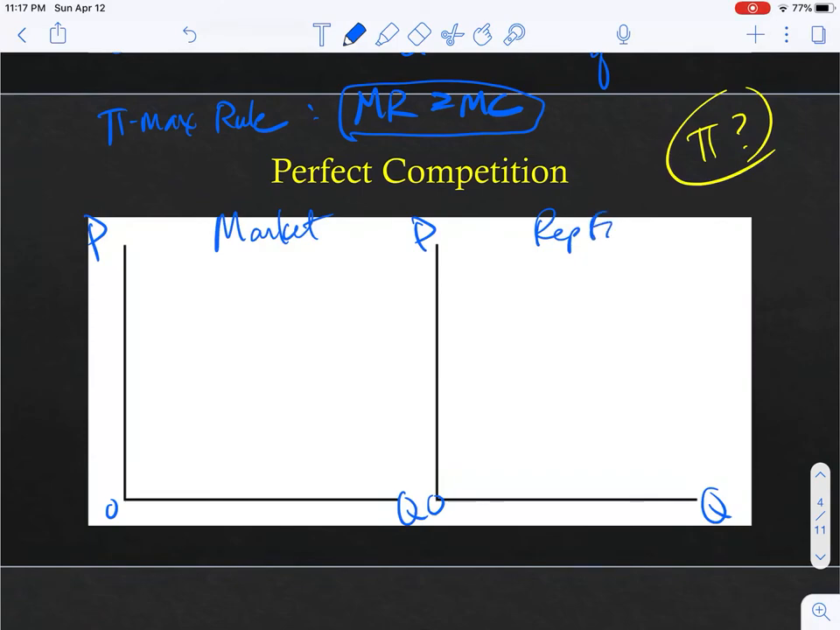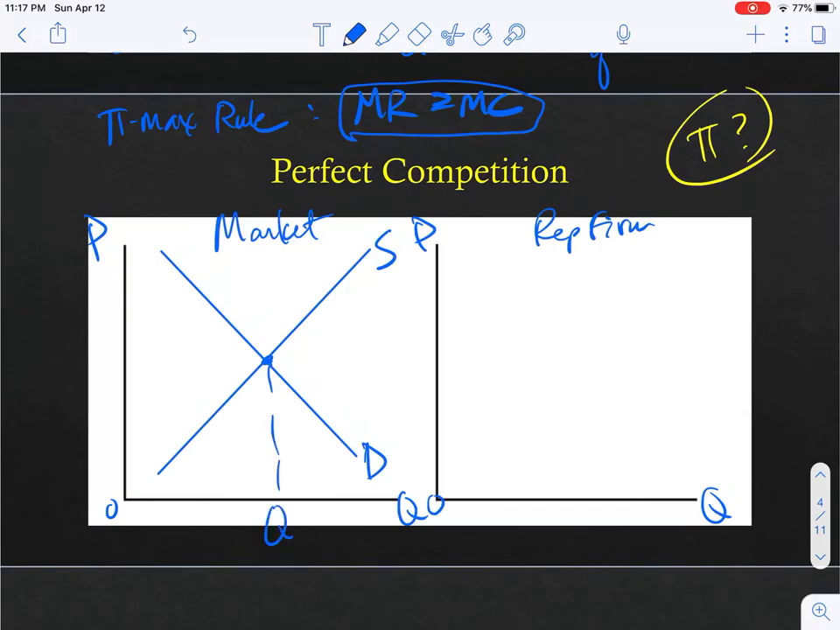Right, so here's the whole market, and here's the representative firm. There's our downward sloping demand curve in the market. That gives us the equilibrium quantity. Here's the equilibrium price in the market. This is perfect competition, so the representative firm is a price taker, and that becomes the demand and marginal revenue curve. It's a perfectly elastic demand curve for the firm.